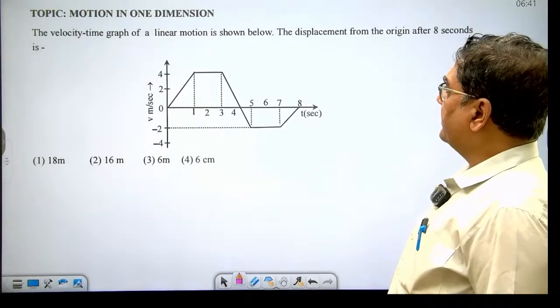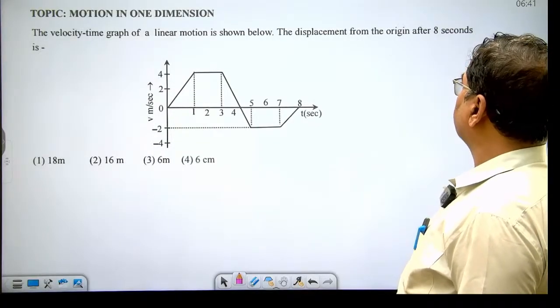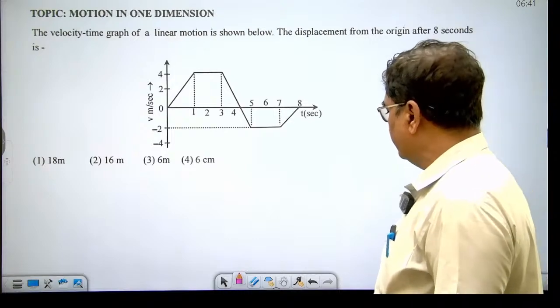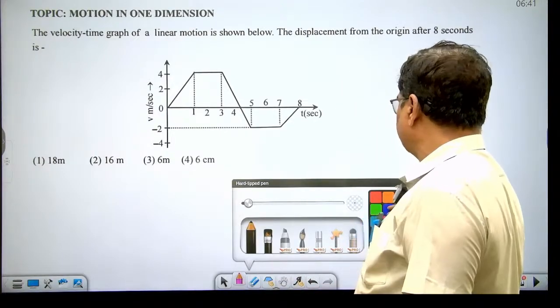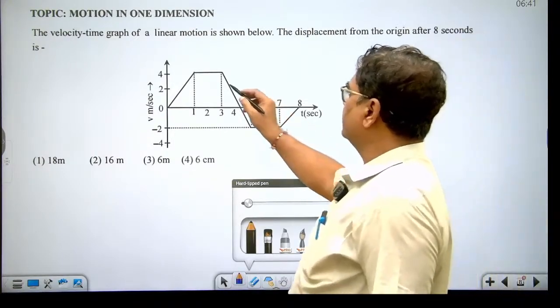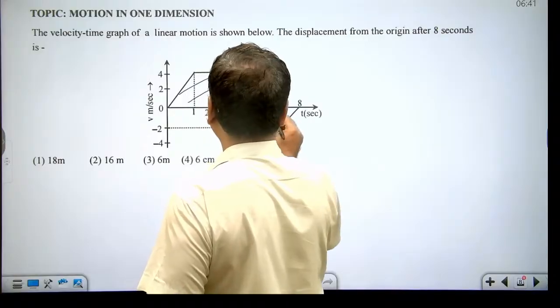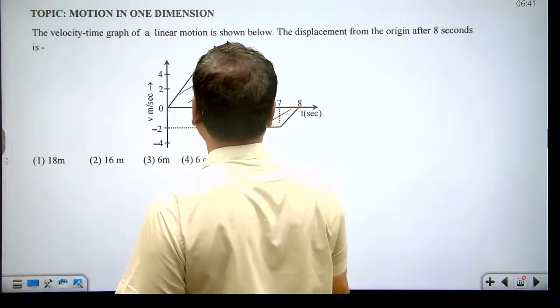The velocity-time graph of a linear motion is shown below. Find the displacement from the origin after 8 seconds. In this question, we have to determine displacement, so directly calculate the area. This is positive displacement and this is negative displacement.